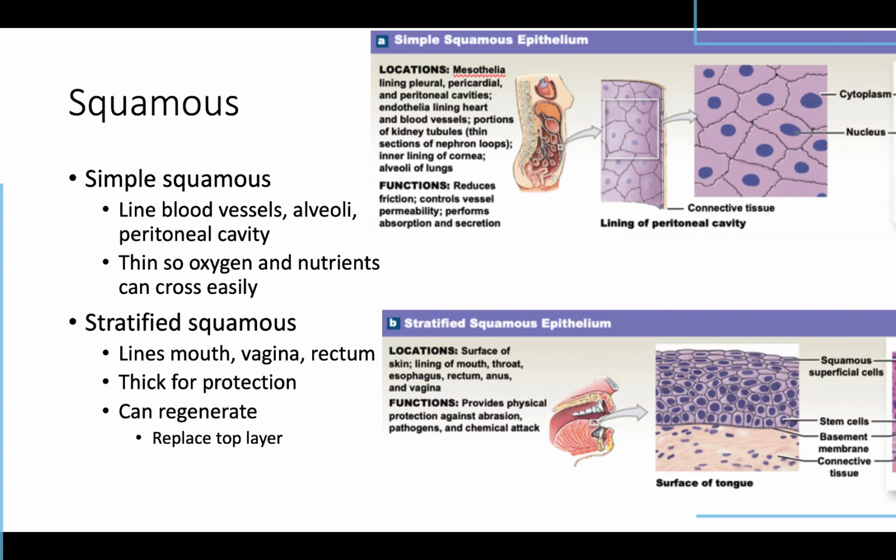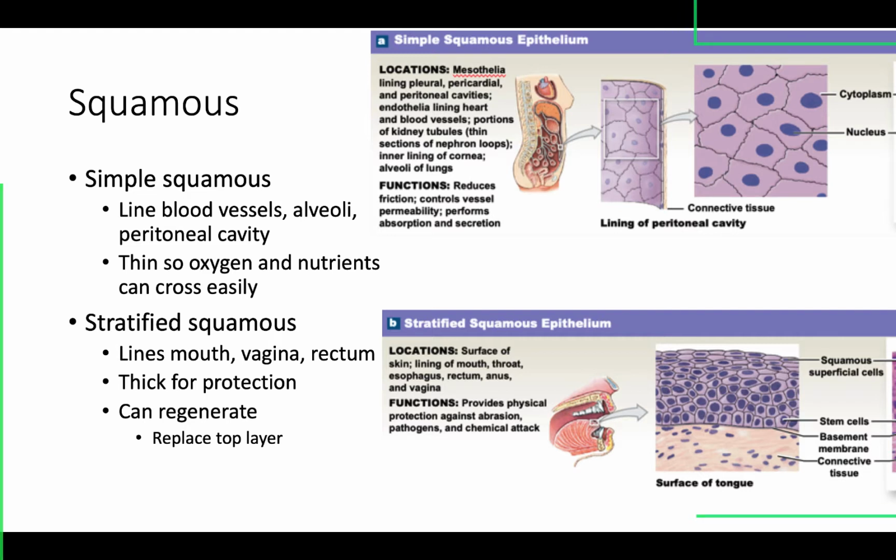Simple squamous, that means how many layers? 1. So it's 1 layer of thin cells. They're thin, which means things can get across it easily. Things like oxygen and nutrients can cross really easily. They're that thin. When we look at the picture here, it's so thin we can't see it on edge. Instead, we have to look at it from the top. That's why when you look at this, you say it looks like there are a lot of layers there. There aren't. It's just that we can't see the edge of it, so we have to look at the top because it's so thin.